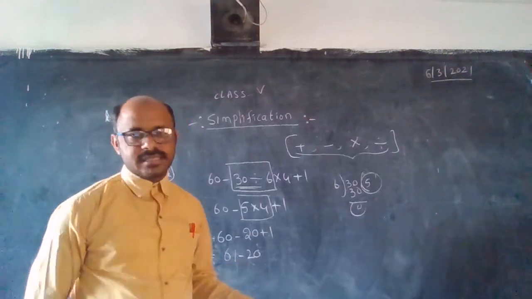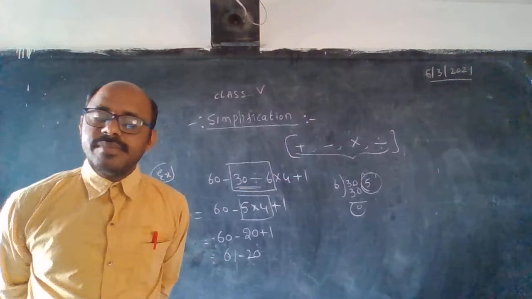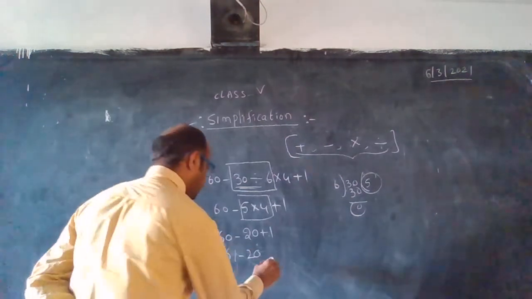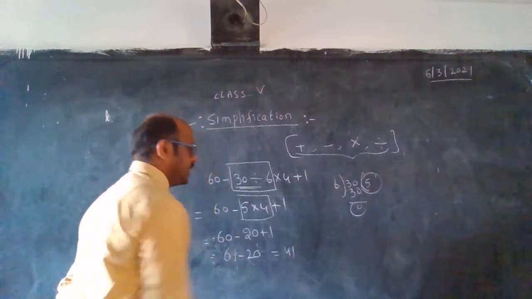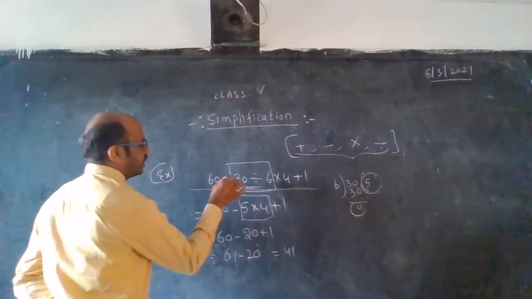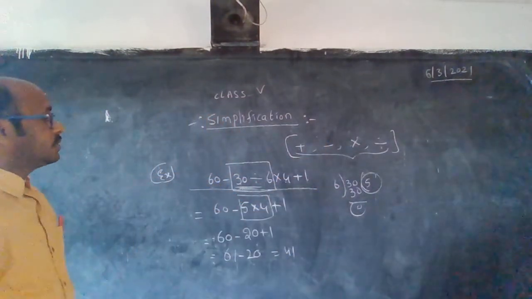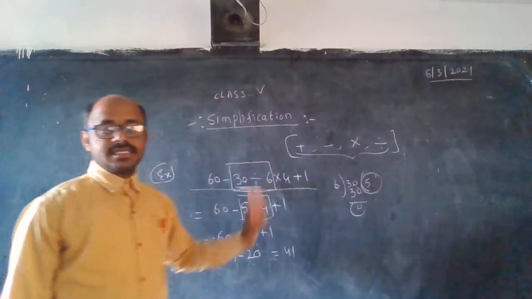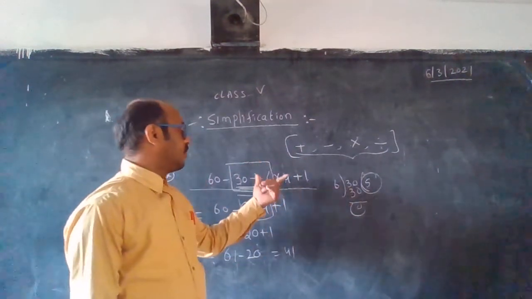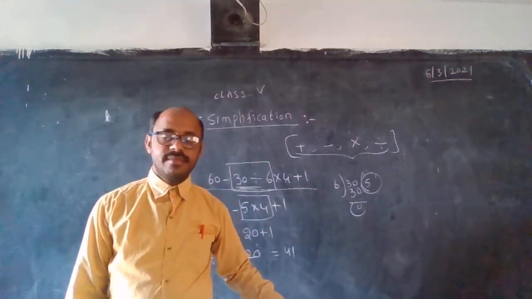One addition is there, one subtraction is there. That's it. Only two numbers are there now. 61 minus 20, how much will it be? Right, 41. See, children, in this how many numerical terms are there? 1, 2, 3, 4, 5 numerical terms are there, using 4 operation symbols. 4 operation symbols, 5 numerical terms.